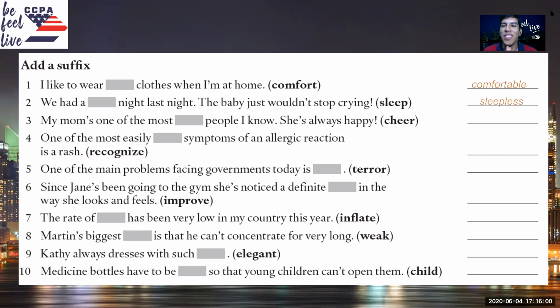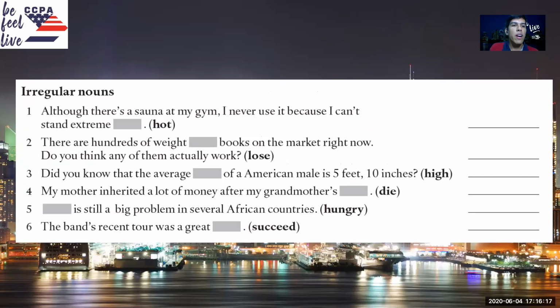Number 3 is for you. My mom's one of the most cheerful people I know. She's always happy. Perfect. The right suffix is full, cheerful. Thank you so much, Fernanda. Great job. And now let's review the one that is about the irregular nouns, the one that changes, okay?